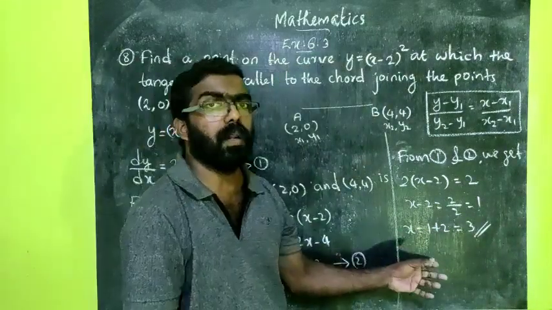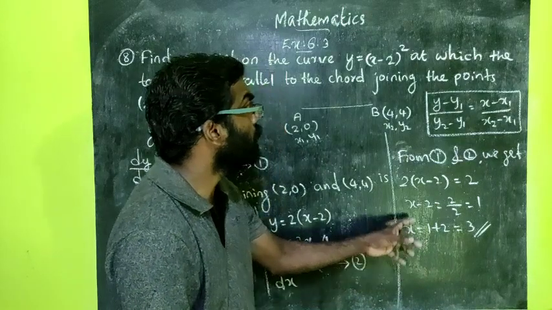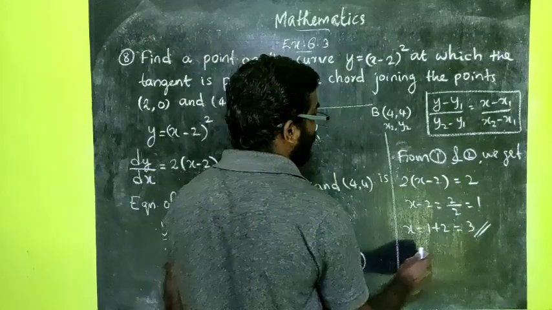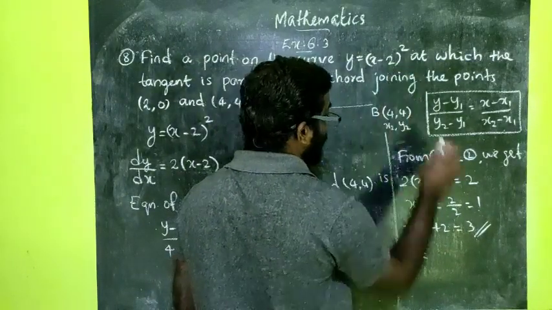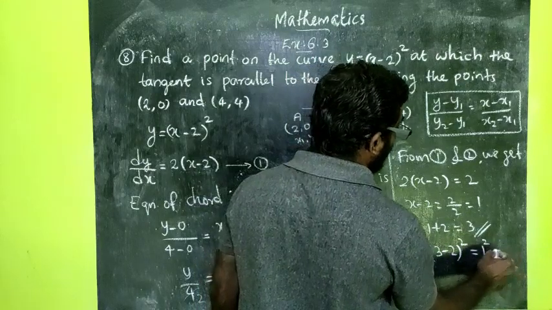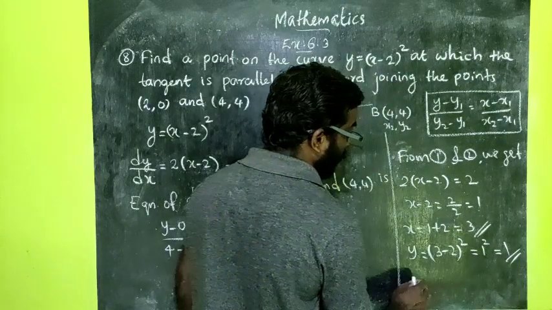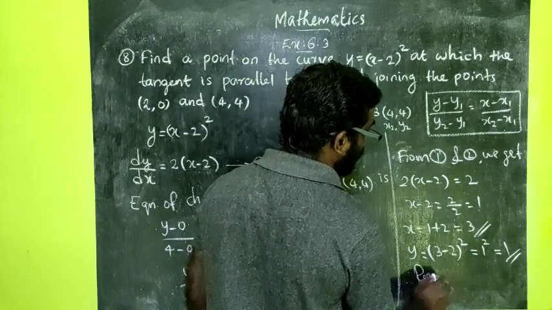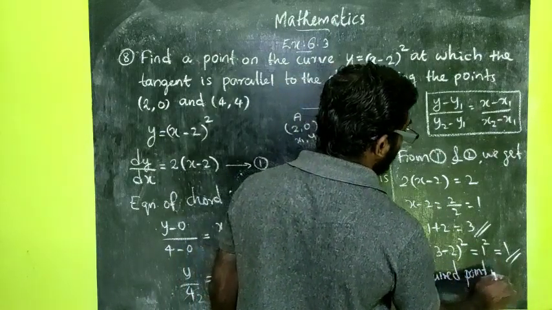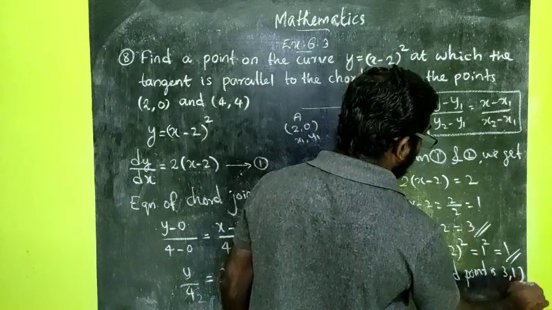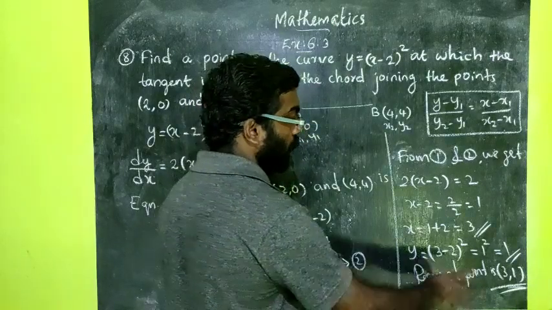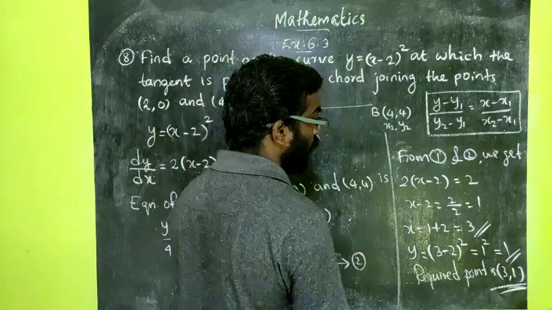Now to find the corresponding value of y, we can put the value of x in the given curve, y equal to (x minus 2) the whole square. So when x equal to 3, y is equal to (3 minus 2) the whole square, which is equal to 1 square, equal to 1. Therefore the required point is (3, 1). X value 3, corresponding y value is 1. So the required point is (3, 1).